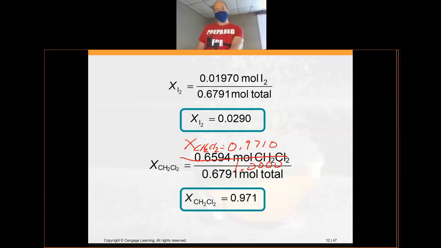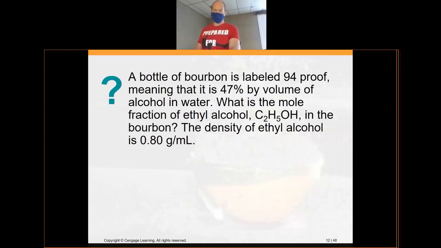All right, so if you do the math, you will get the 0.971, which is what you would get if you said, I know that these two must equal 1. So you can do that either way, and that will give you the correct answer.